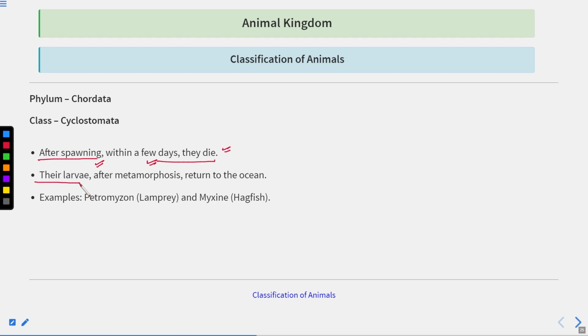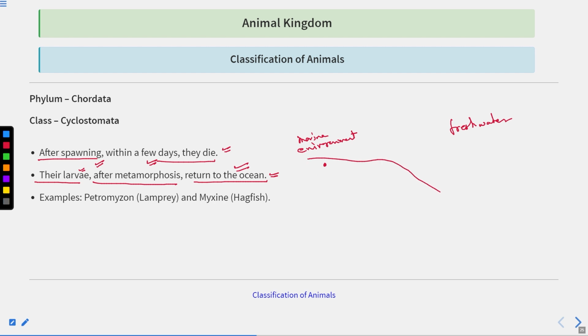Their larvae after metamorphosis return to the ocean. After metamorphosis, they change from the larval stage, become adults, and return to the ocean, that is, the marine environment. This is a very unique feature. Here is the marine environment, and this is the freshwater environment.